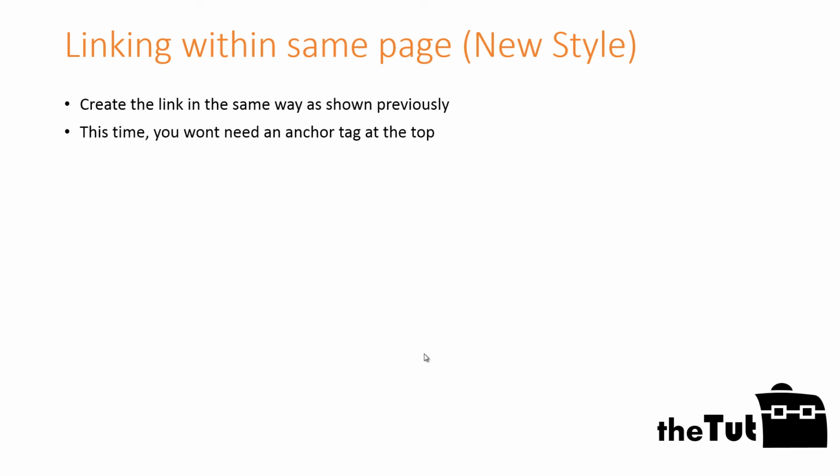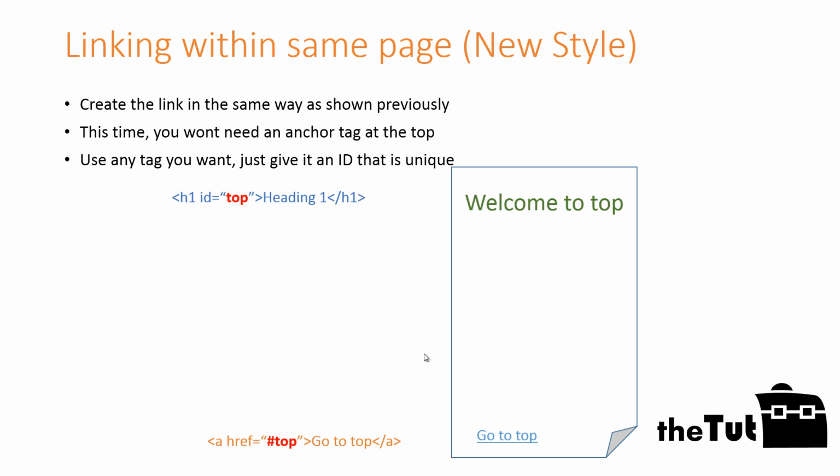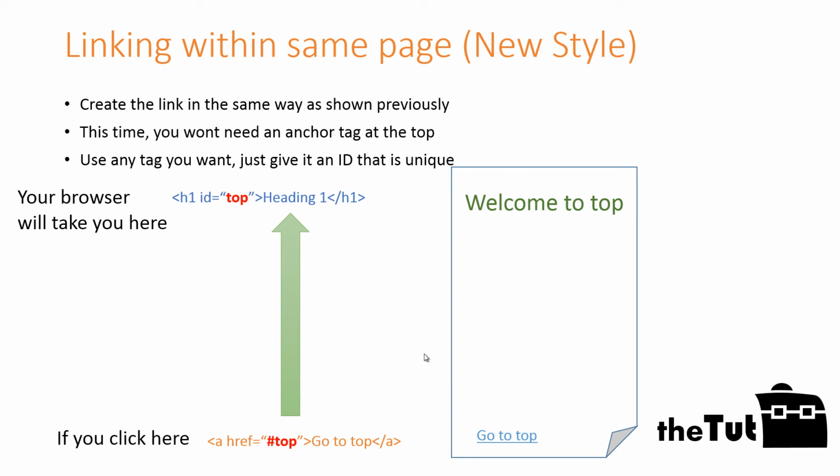Let us see how to link within the same page using the new HTML5 technique. 1. Create the link in the same way as shown in the previous slide. 2. Here, you can have any tag at the top. Give it an ID attribute with some value. The ID attribute, when used on a tag, uniquely identifies the tag in the entire document. The HTML5 technique removes unnecessary code from the page and provides more flexibility for internal linking.